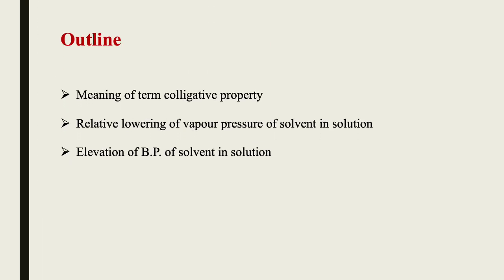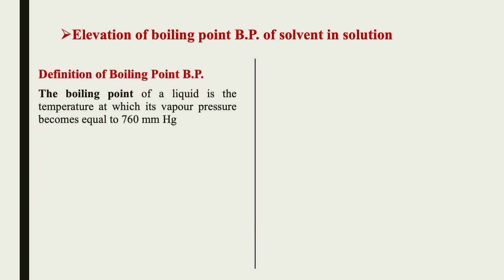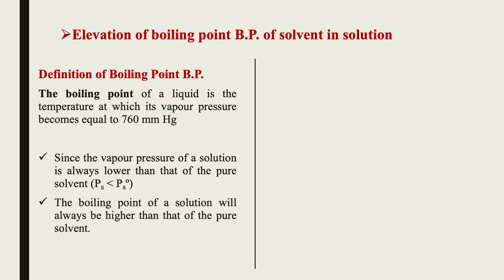Moving to the next point, that is elevation of boiling point of solvent in a solution. So let's start. What is meant by boiling point, that we are going to see first. The boiling point of a liquid is the temperature at which its vapor pressure becomes equal to 760 mmHg. Since the vapor pressure of a solution is always lower than that of the pure solvent, Ps is less than Ps naught, the boiling point of a solution will always be higher than that of the pure solvent.